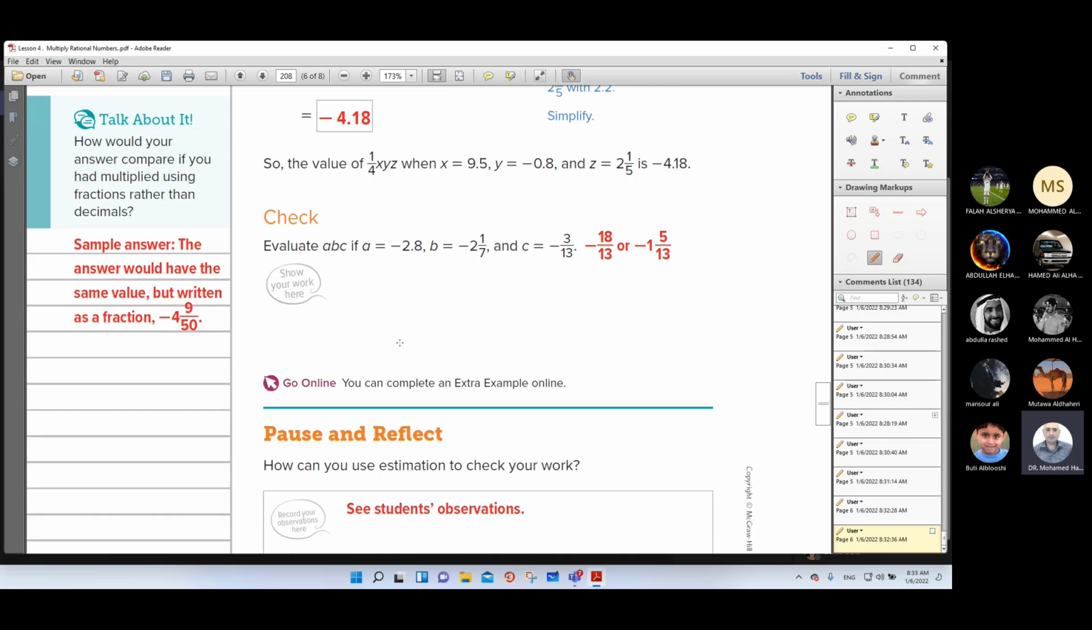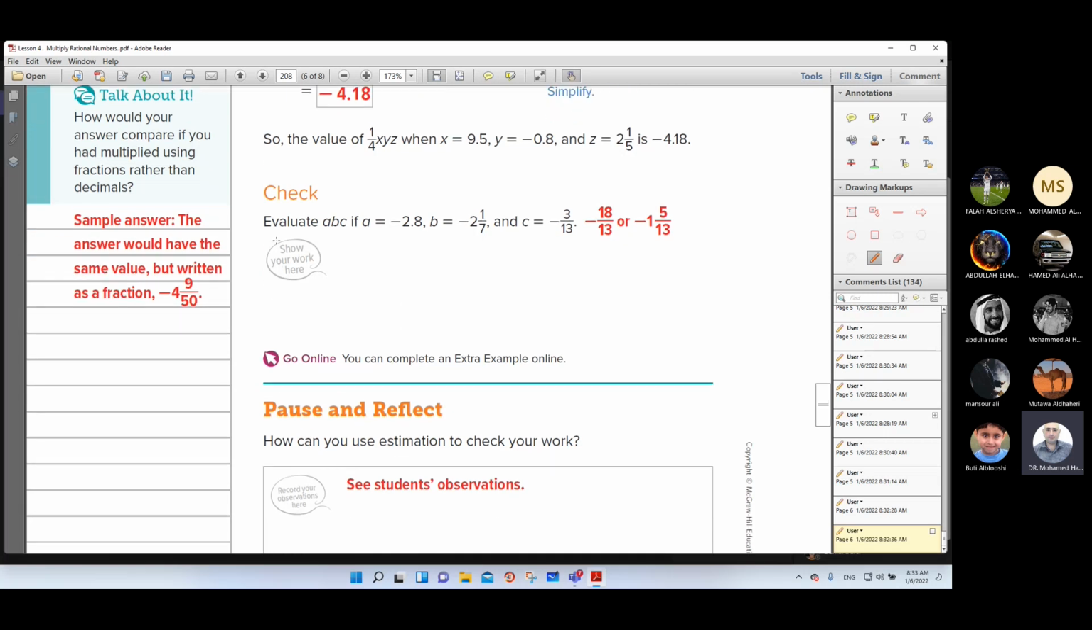And here the same idea. Evaluate A times B times C. So rewrite the same expression and do substitution. What is the value of A? Negative 2.8 times what is the value of B? Negative 2 and 1 over 7. Then what is the value of C? Will be negative 3 over 13.